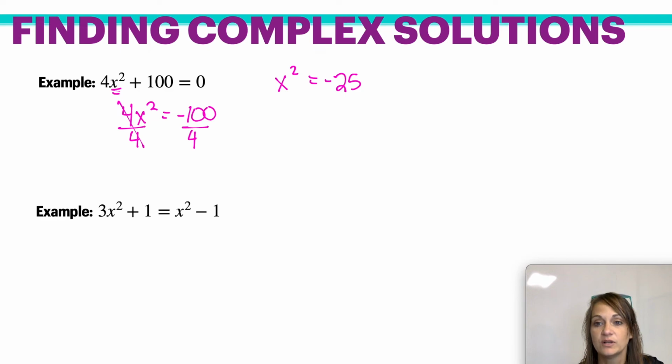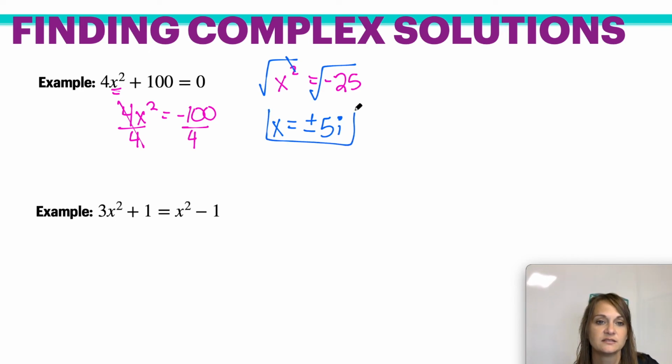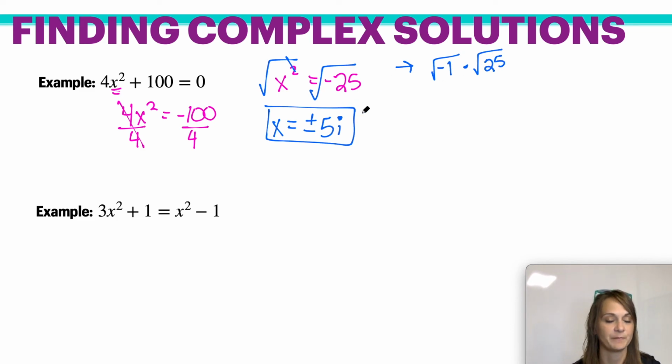So now we can actually take the square root of both sides. Don't forget, when you take the square root, you would get a plus or minus. So do not forget the plus or minus. You should get two answers. And the square root of negative 25 is 5i. And those would be your answer. 5i and negative 5i would be your answer because the square root of negative 25 is the square root of negative 1 times the square root of 25. Square root of 25 is 5, and the square root of negative 1 is i.